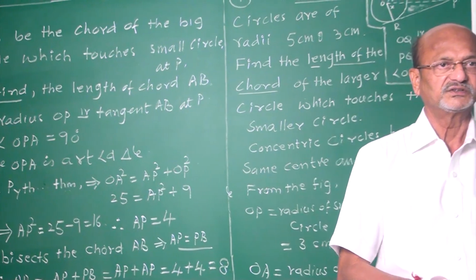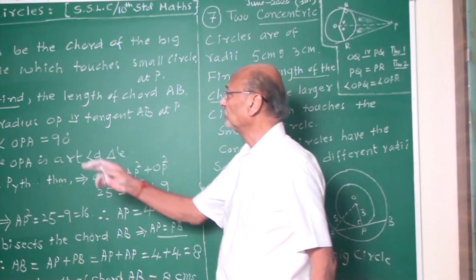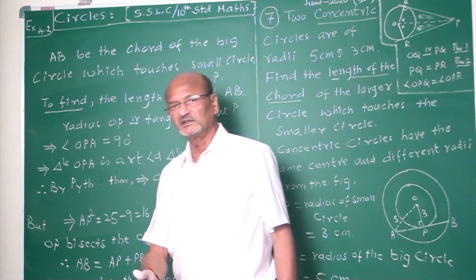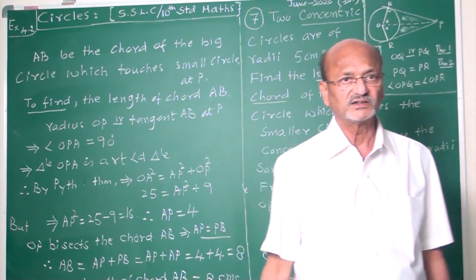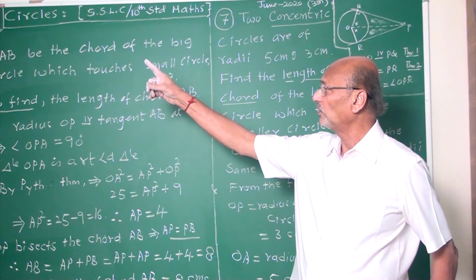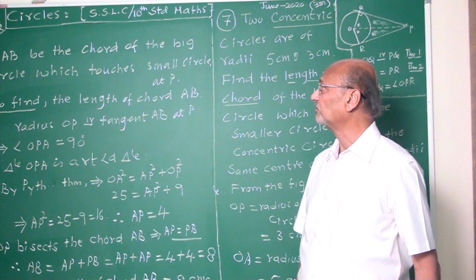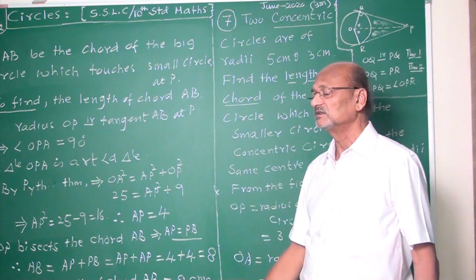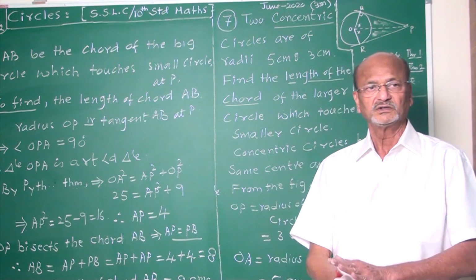These are some examples from exercise 4.2, my friends. In the next video, next class, I will do a few more examples on exercise 4.2. That finishes the beginning part of the 4th chapter, the circle.